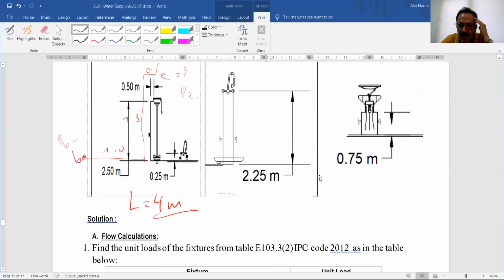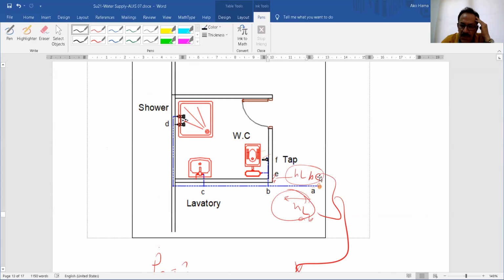You have to find this one by yourself, because you have to know the direction of the flow. It will be from A to B and from B to E. And you can see from B to E 1 meter, and then 2.5 meters, then 0.5 meter, that's 4 meters. But the flow, you will have to calculate it through the table. That table will tell you how much it will be. Okay?